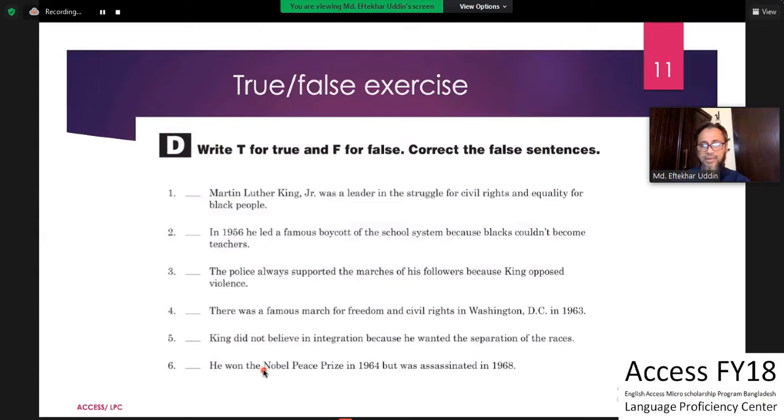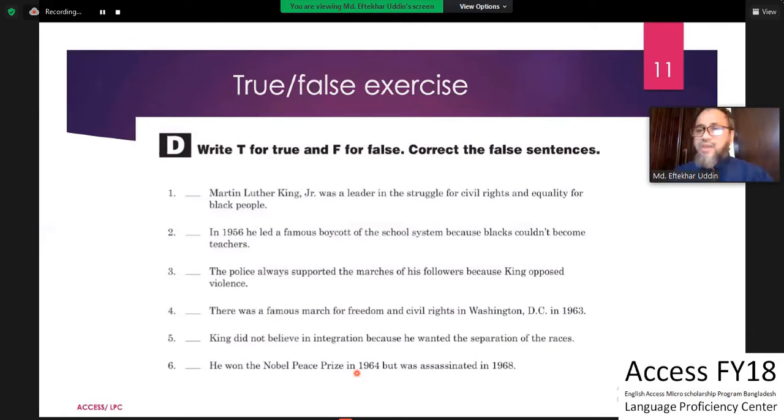Next one. Mehrunessa Tania, number 6. He won the Nobel Peace Prize in 1964, but was assassinated in 1968. It's true, sir. Okay. Thank you. So these are the important information regarding Martin Luther King Jr.